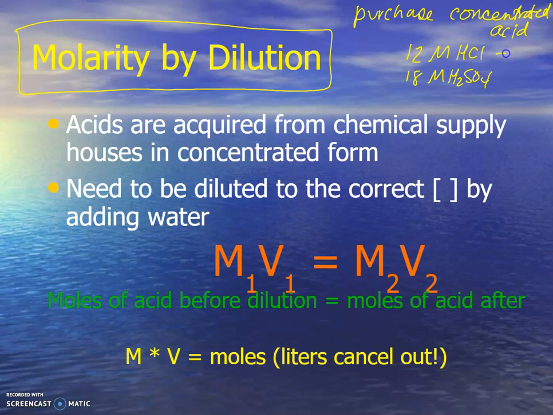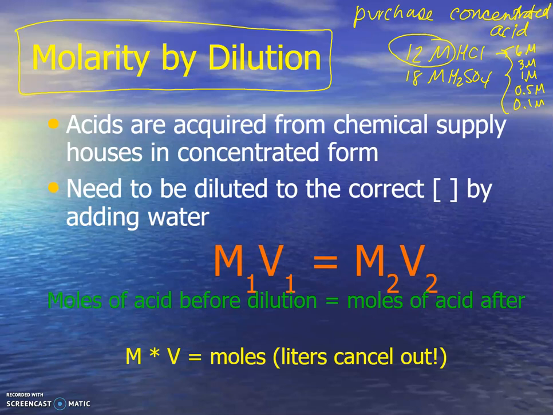Sometimes in labs we need 6 molar or 3 molar or 1 molar or 0.5 molar or 0.1 molar. It would not be cost effective to buy each individual one already prepared. So what do we do? We figure out how to dilute them. We need only a couple bottles of concentrated every year, and then we can make liters and liters and liters of our dilutions as we need for our lab.